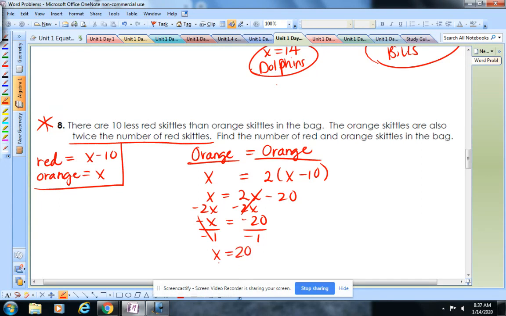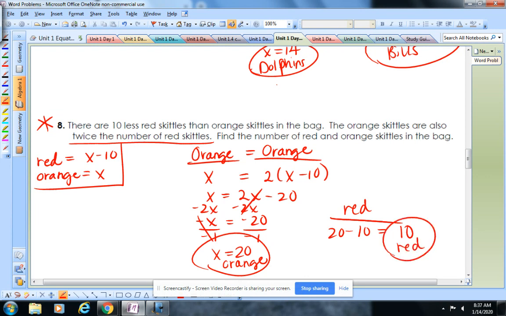So X is what kind of Skittles? Orange Skittles. So I have 20 orange Skittles. How do I find how many red Skittles? Yeah, it's X minus 10. So 20 minus 10 is 10 red Skittles. So if I double red, do I get orange? Because I did say that. Twice the number of red. Yeah. To me, just knowing to set up orange equals orange is the hardest confusing thing.